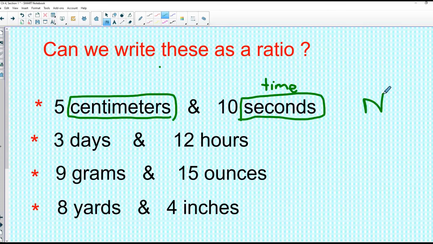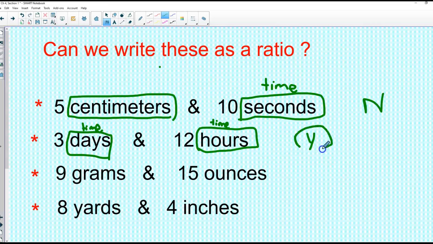Okay? Look at the second one here. 3 days and 12 hours. Think about what these units are measuring. This one is measuring time, right? This one's measuring time. And if we look at 3 days, that's also measuring time. So yes, these are measuring the same thing. And down the road, we'll talk about converting these so that they are both the same unit, but this one could be done. They are measuring the same thing, yes.